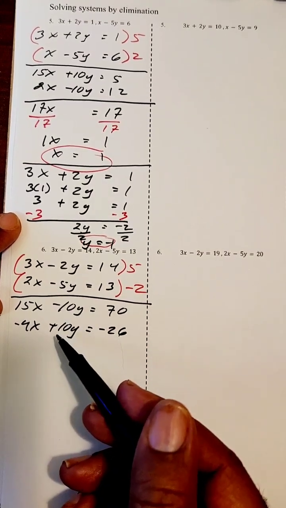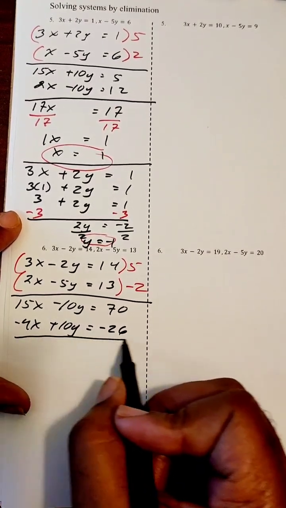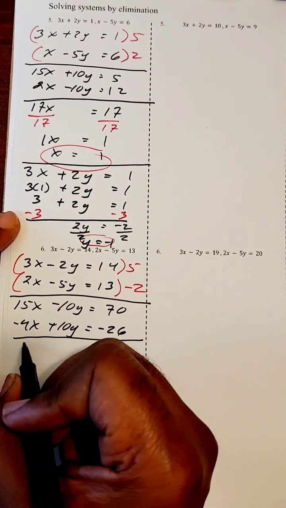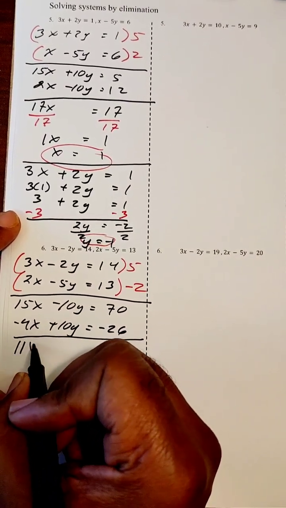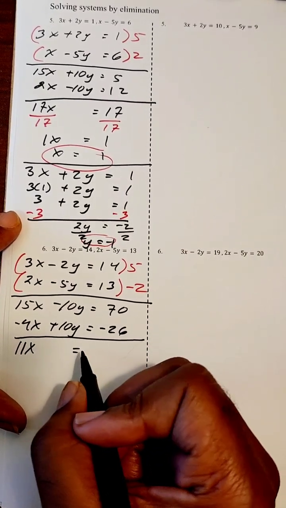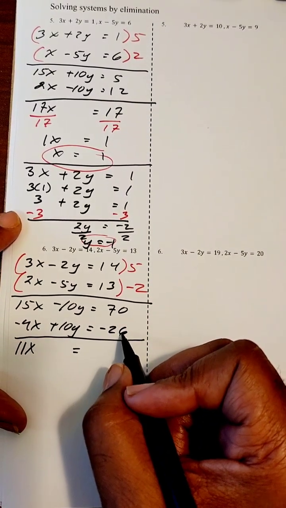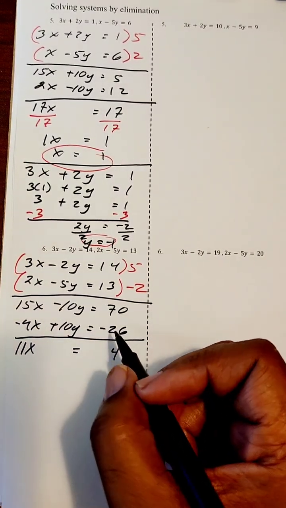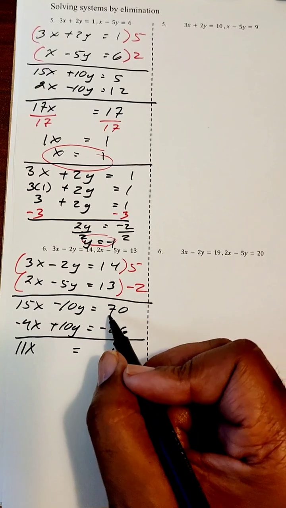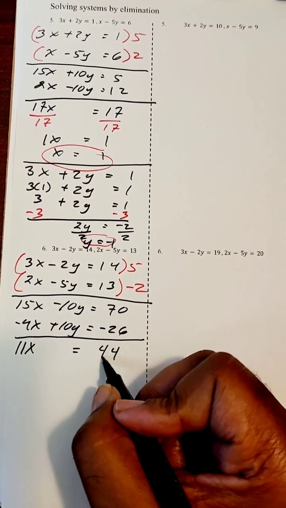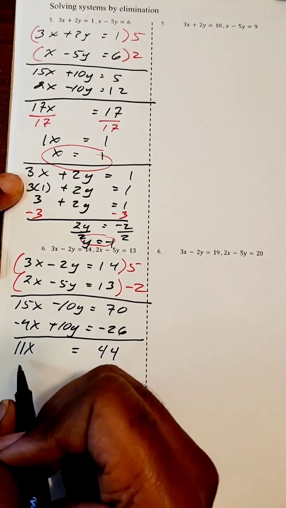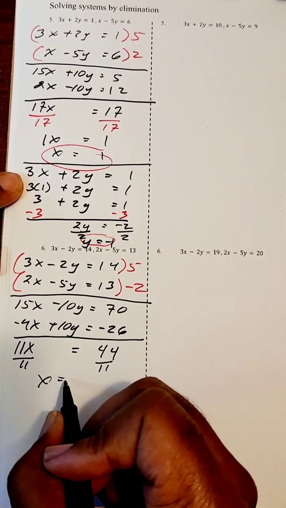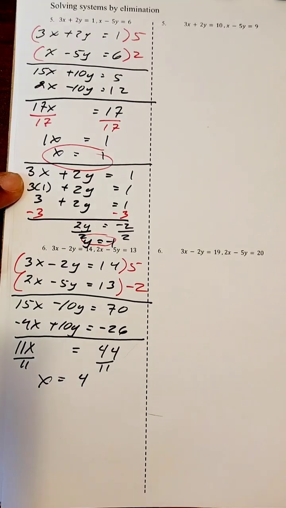Negative 10y, positive 10y. So now we can combine those two, or combine everything. So I combine this, I'm going to get 11x. These go away. And 70 minus 26, that's going to be 44. Okay. And then I'll divide everything by 11 here. And I will get x equals 4.